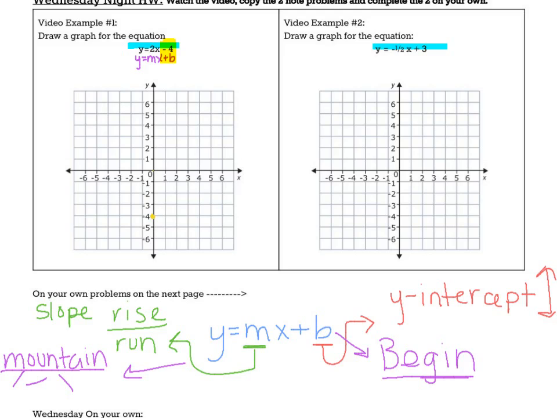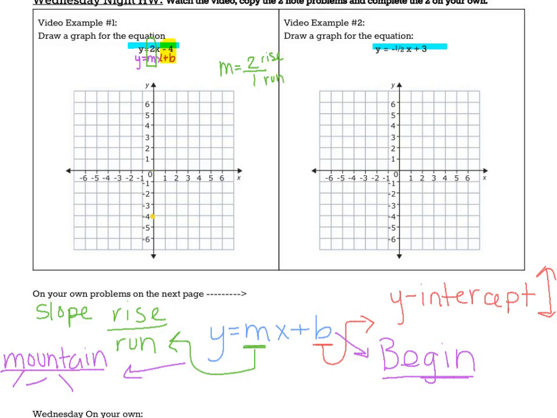Now we have to figure out what type of mountain we have. Is it going to be going up? Is it going to go down? So now let's look at our m value right here. And our m is 2. So m equals 2. That's great, but I always like to think of slope as rise over run, and right now I just have rise 2. If you ever have a whole number, we can put 1 underneath. So this is telling us rise 2, run 1.